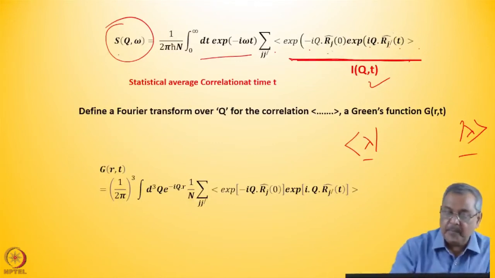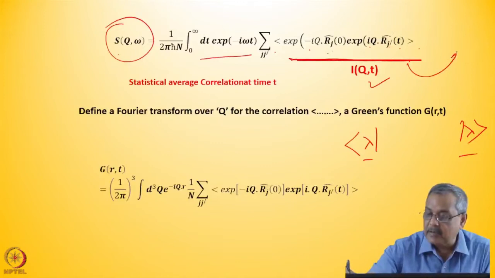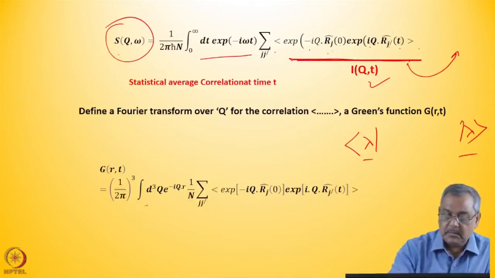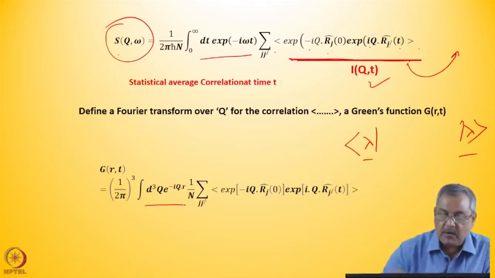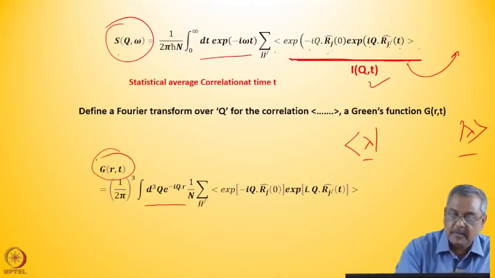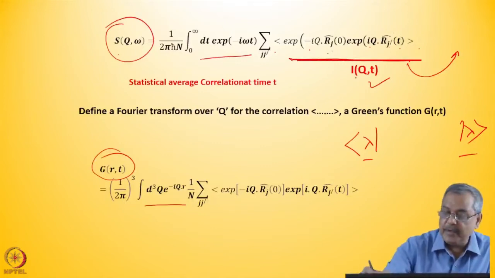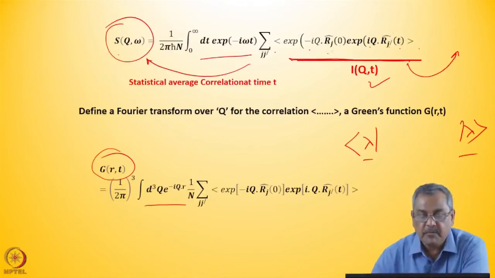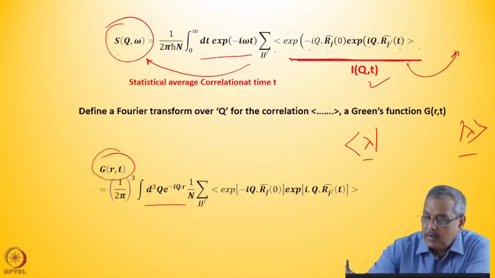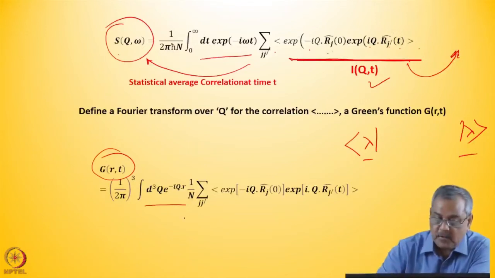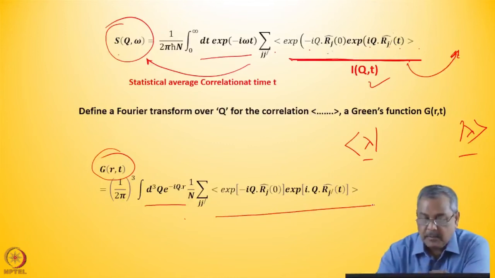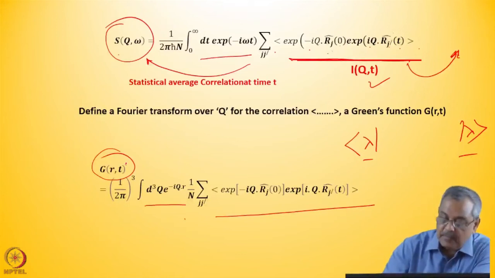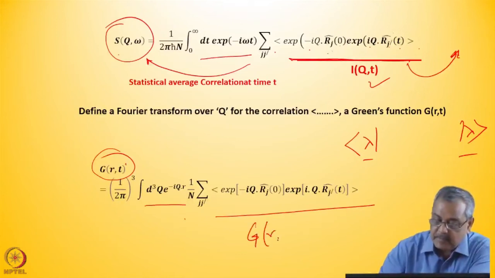And the other way around, if I take a Fourier transform over momentum, I go to G of r,t, which is the real space G of r,t. So if I go from here, over time integral, I go to S(q,omega), which we measure. If I go Fourier transform over Q, as I wrote here, I go to the correlation function in real space and time.